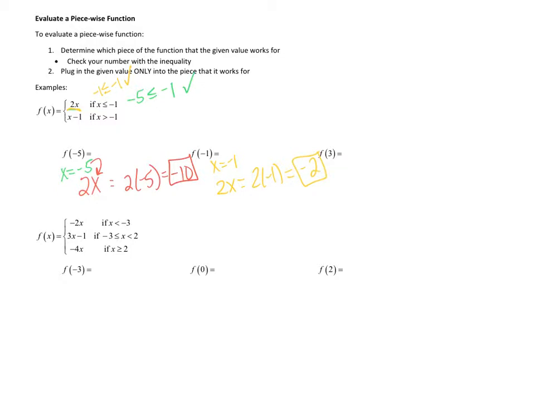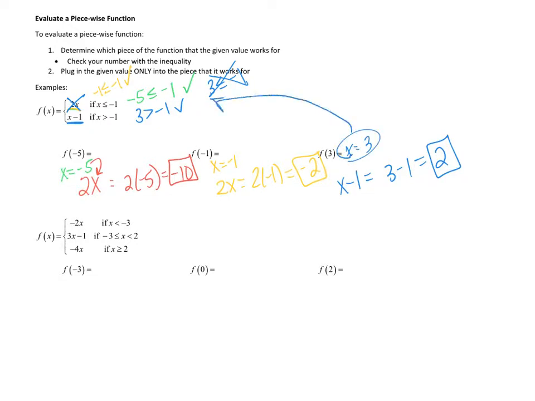All right. Now my next one is 3. So I'm going to come up here. Is 3 less than or equal to -1? No, it's not. So I'm not going to use 2x. Is 3 greater than -1? It is. So this time I'm going to use x minus 1. So I'm going to use x minus 1, which means I have 3 minus 1. So my answer is 2. So the first thing that I always do is I see what x they give me. I come over here and I look at the domains and see which one of those domains does it fit into, and that's the one that I will plug into.